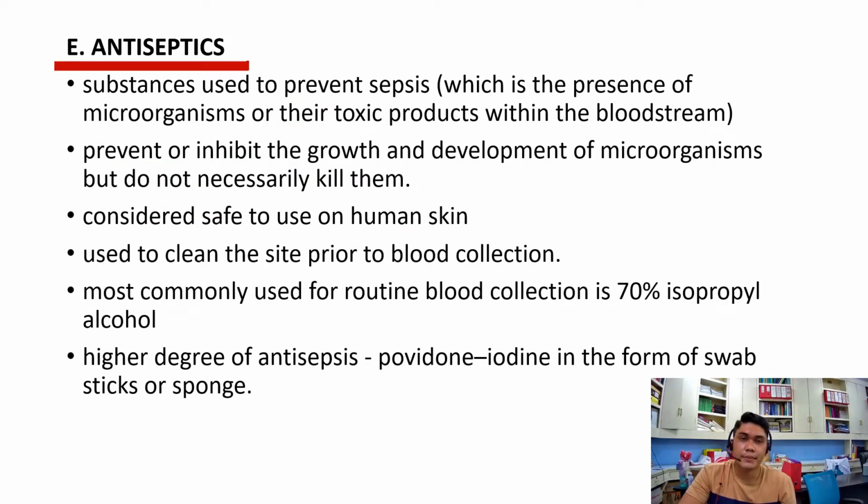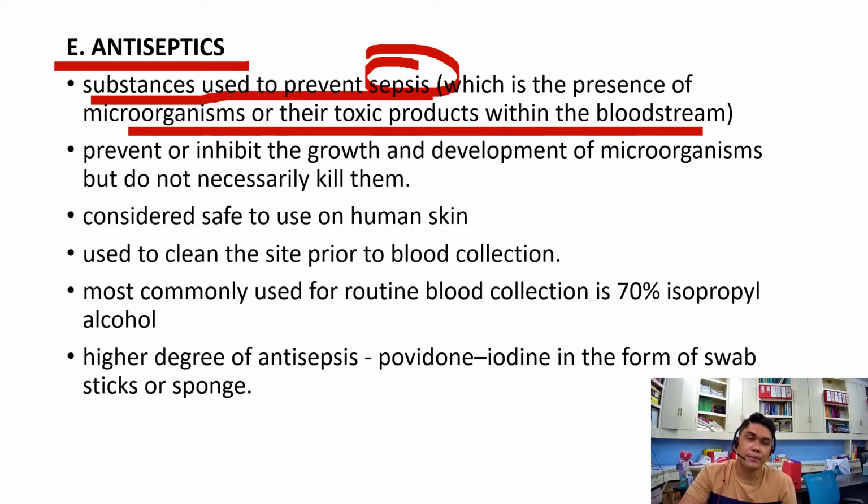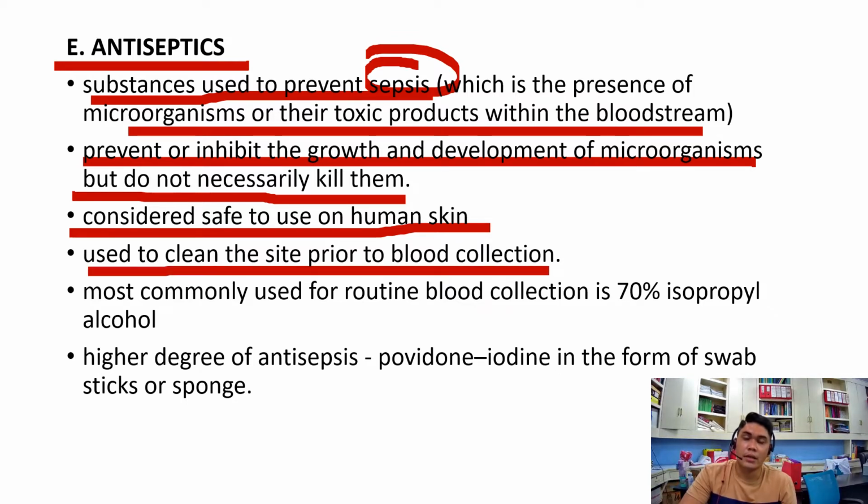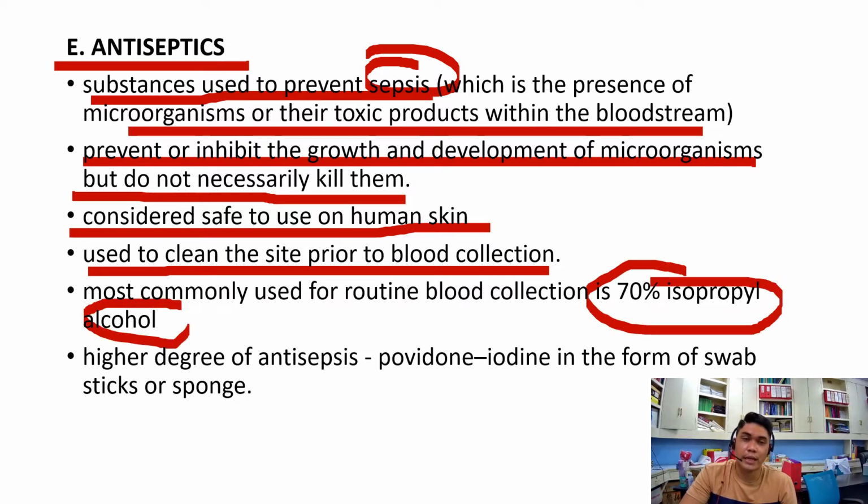Next, for antiseptics, substances used to prevent sepsis. When you say sepsis, it's the presence of microorganisms or their toxic products within the bloodstream. Antiseptics prevent or inhibit the growth and development of microorganisms, but do not necessarily kill them. Another thing about antiseptics, they are considered safe to use on human skin, and are used to clean the site prior to blood collection. The most commonly used antiseptic is 70% isopropyl alcohol.